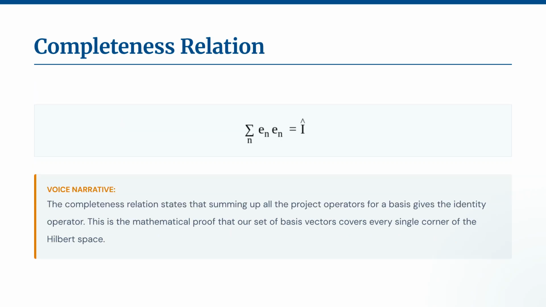The completeness relation states that summing up all the projection operators for a basis gives the identity operator. This is the mathematical proof that our set of basis vectors covers every single corner of the Hilbert space.